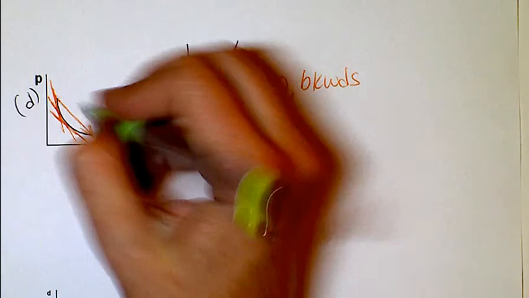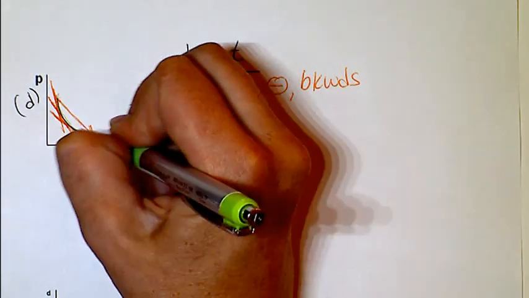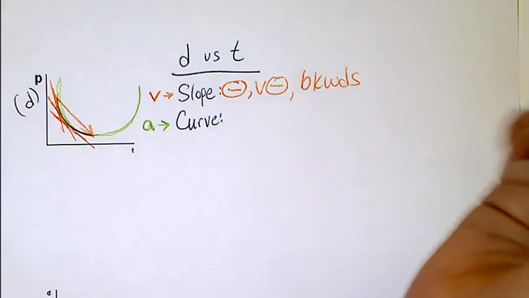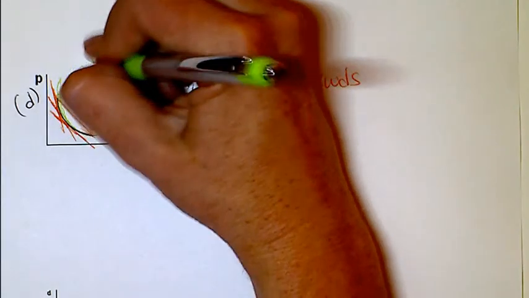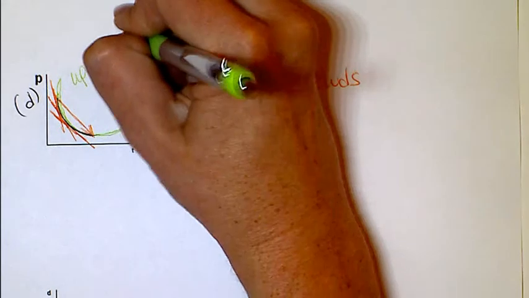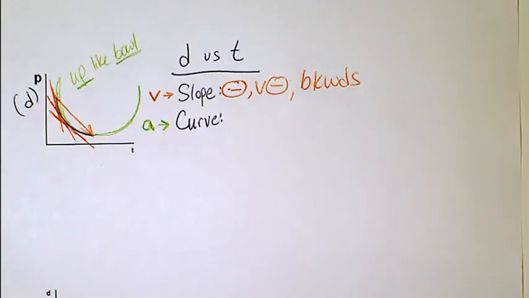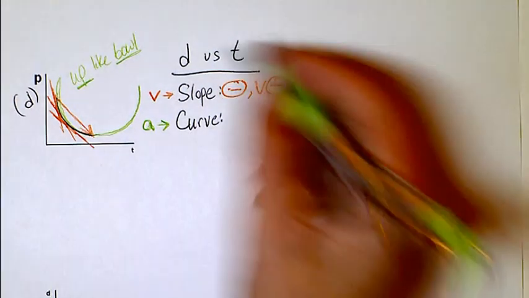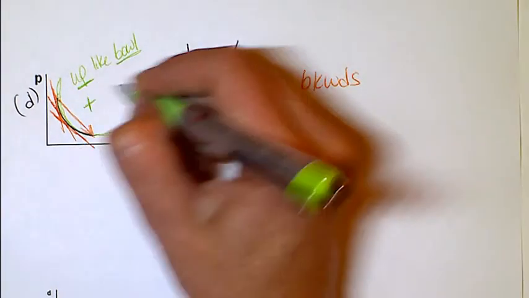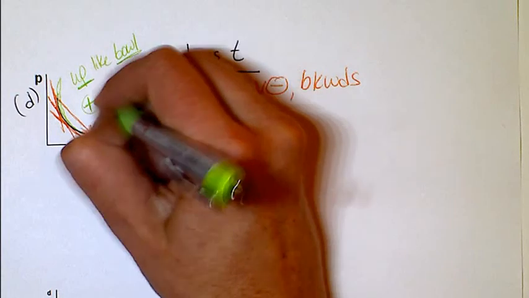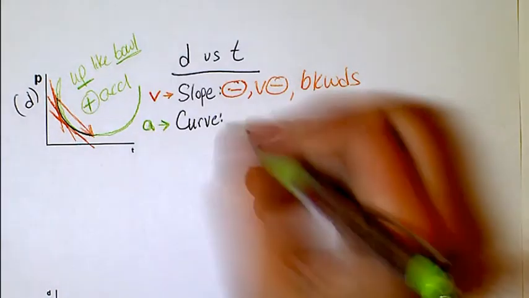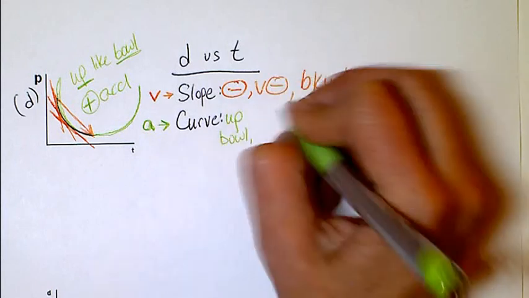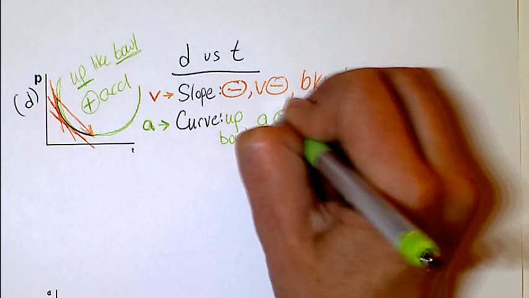So the curve is either part of a bowl, like this, and that is up like a bowl. And up, so you hold your fingers like this, up like a bowl is positive, because remember, up is positive, positive acceleration. Okay, so the curve is up like a bowl, which means acceleration is positive because up is positive.